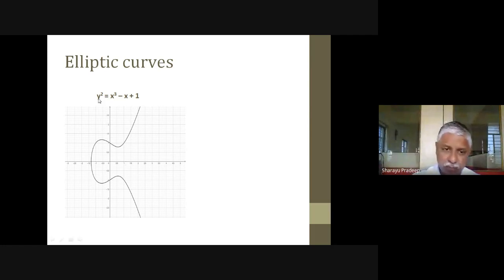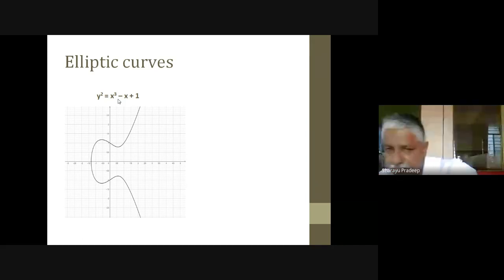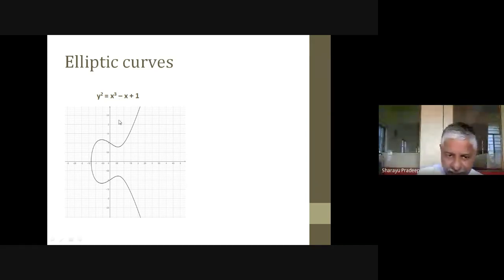This is of the form y square equal to x cube plus ax plus b, where a is -1 and b is 1. So this is one example of an elliptic curve. This is how it will look. I want you to observe the shape of the curve.